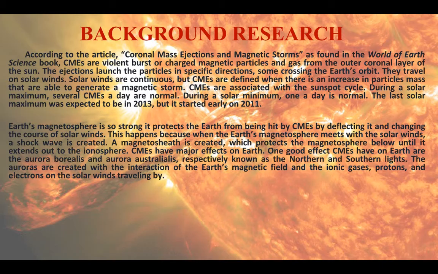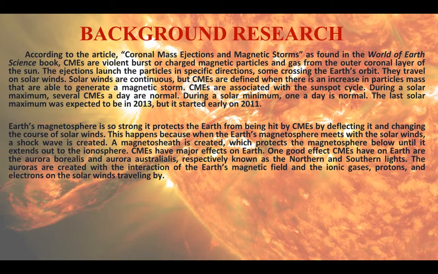Solar winds are continuous, but CMEs are defined when there is an increase in particle mass that is able to generate a magnetic storm. CMEs are often associated with the sunspot cycle. During a solar maximum, several CMEs a day are normal. During a solar minimum, one a day is normal. The last solar maximum was expected to be in 2013, but it started early, in 2011.